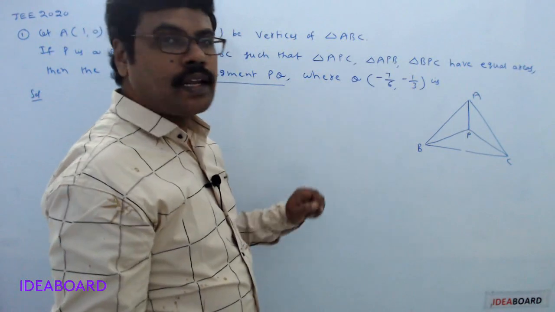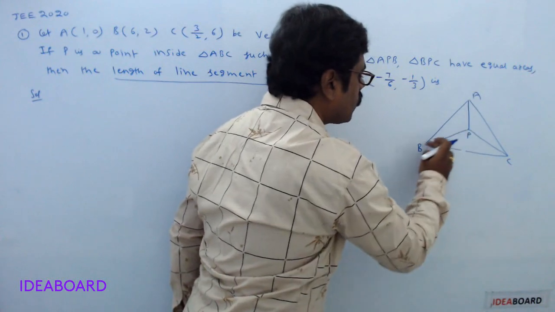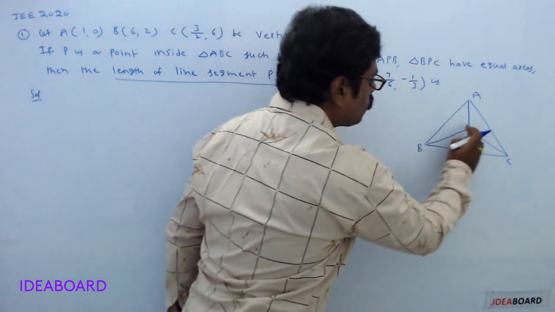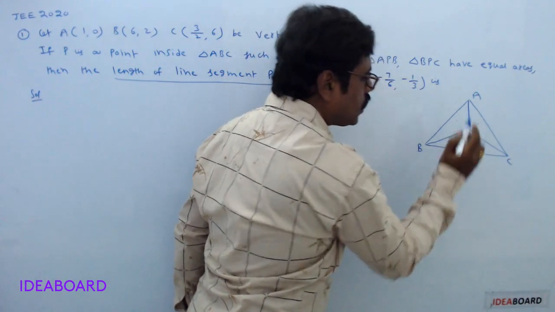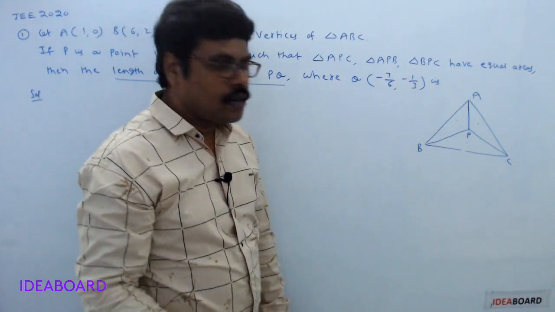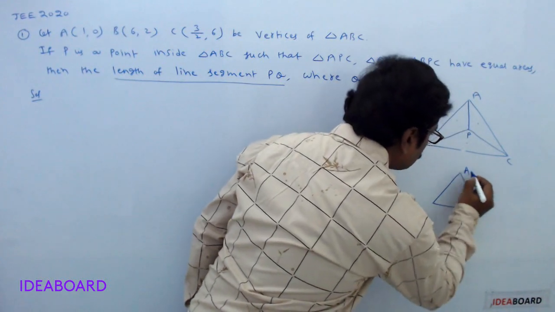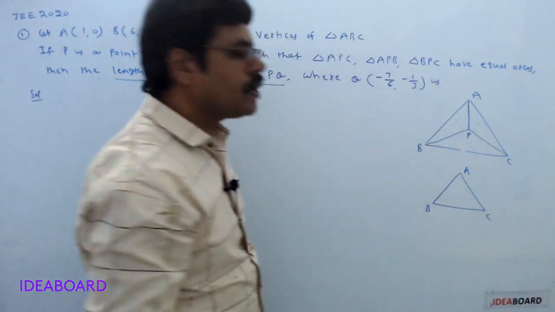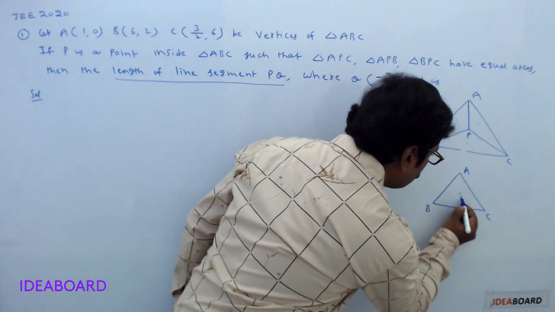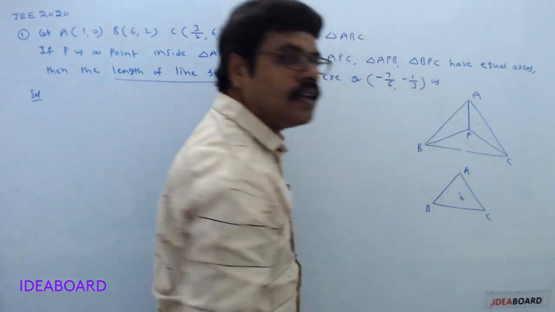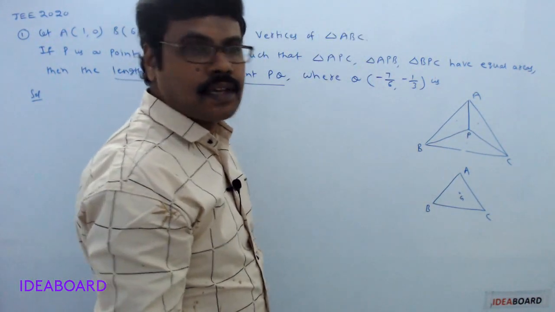Now what is your given condition? Area of triangle APC is equal to area of triangle APB equal to area of triangle BPC. So this triangle area, this triangle area, this triangle area are equal. Now take a triangle once again. Suppose A, B, C are the vertices of a triangle. Suppose G is the centroid of this triangle ABC. This point G is the centroid of triangle ABC.